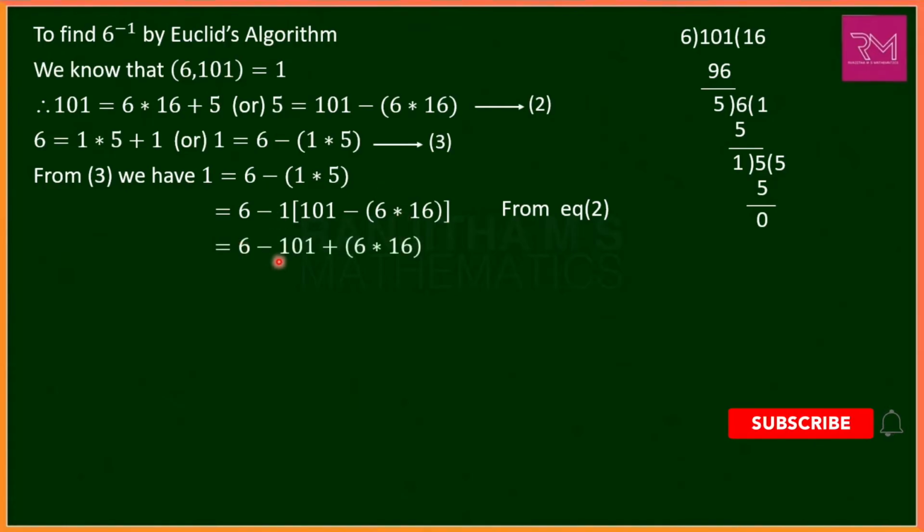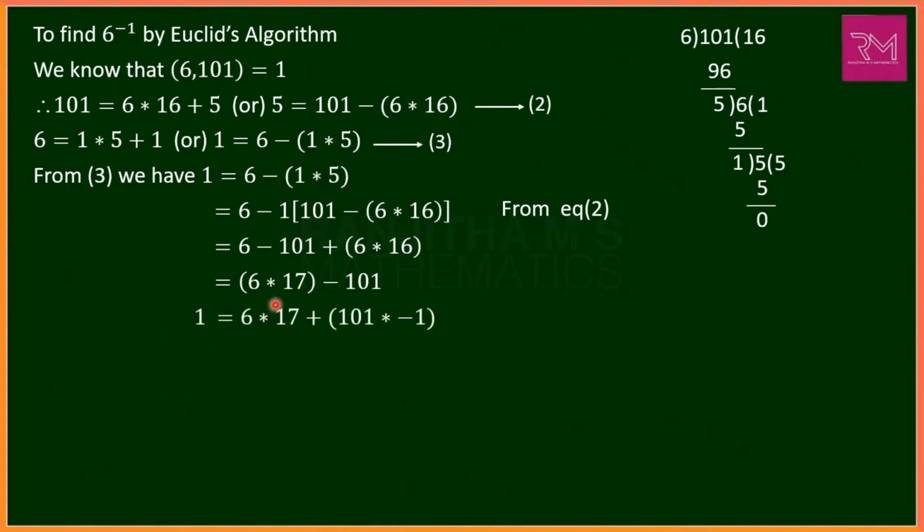Next step, multiply the minus inside the bracket and simplify. We get 6 minus 101 plus 6 into 16. Here we have 6 into 1 and here we have plus 6 into 16. Hence we take 6 as common, which means 6 into 1 plus 16 is 17. Therefore we get 6 into 17 minus 101, which is equal to 1. Or we can take this as 1 equals 6 into 17, and taking the minus inside the bracket, plus 101 into minus 1.